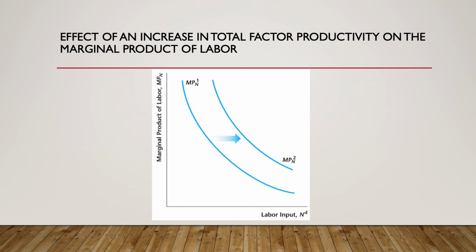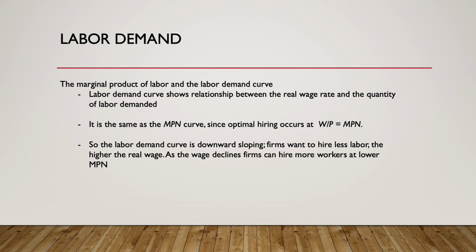Well, this marginal product of labor curve essentially becomes the labor demand curve. The marginal product of labor curve shows the marginal benefit of hiring workers over different ranges of labor, right? The marginal product of labor curve and the labor demand curve, well, they're kind of the same thing. They're derived from the same source, which is the falling marginal product of labor. The labor demand curve shows a relationship between the real wage, we can also have it be the nominal wage, and the quantity of labor demanded. It's really the same as the marginal product of labor curve, since optimal hiring occurs where the real wage is equal to the marginal product of labor curve.